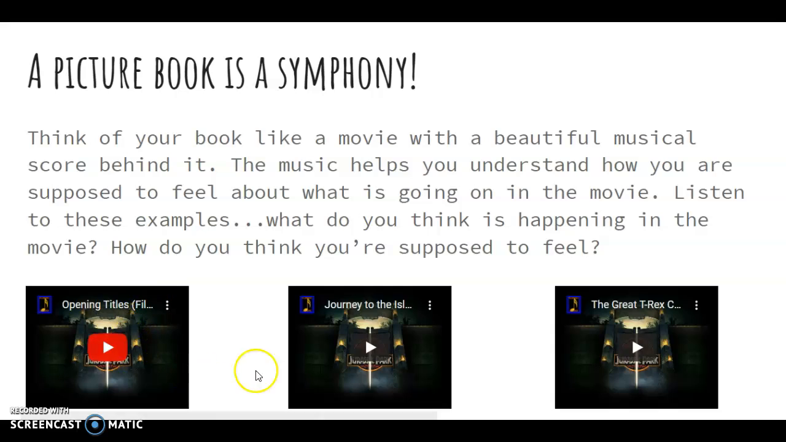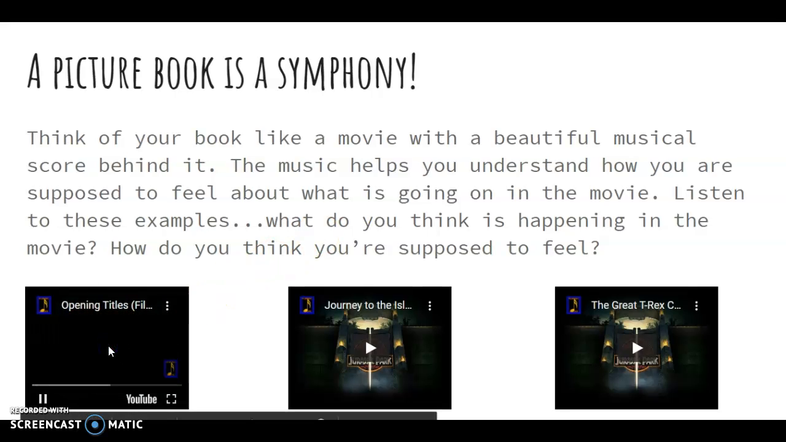Now, these examples are all from Jurassic Park, so they're all the same movie, but the movie has different feelings at each point in time. So what do you think this one's supposed to make you feel?